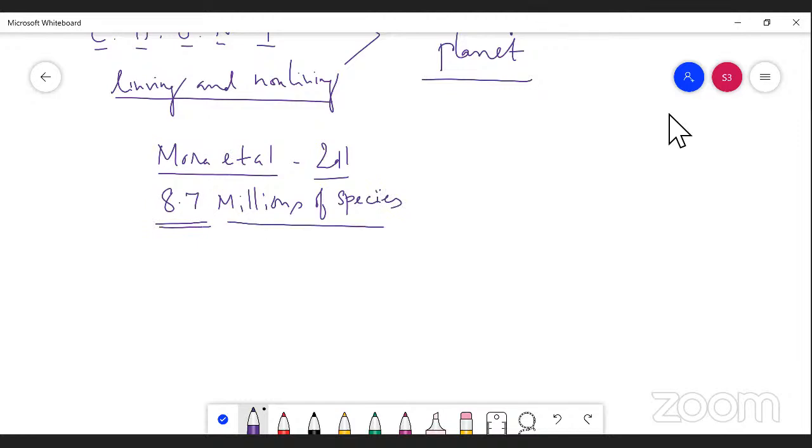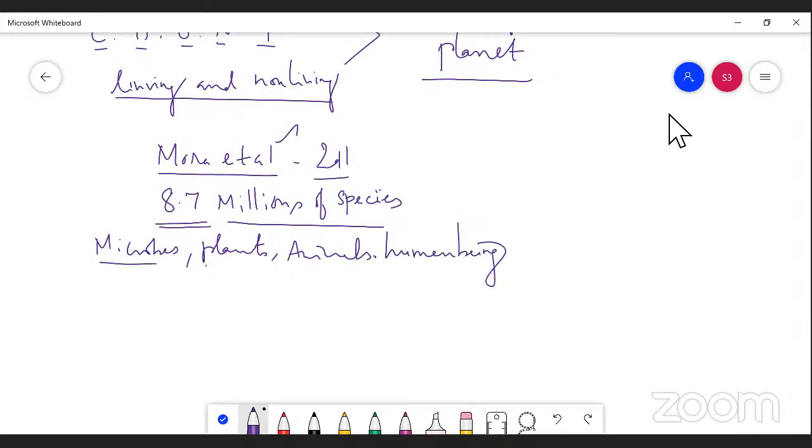8.7 million species, Mora et al. Including microbes, plants, animals, and human beings. Microbes, plants, animals, and human beings include 8.7 million species, according to the 2011 survey by the Mora et al. group.